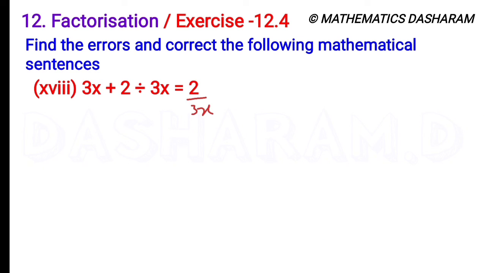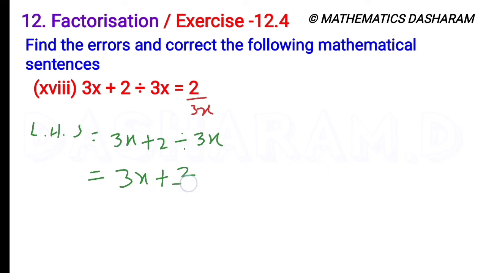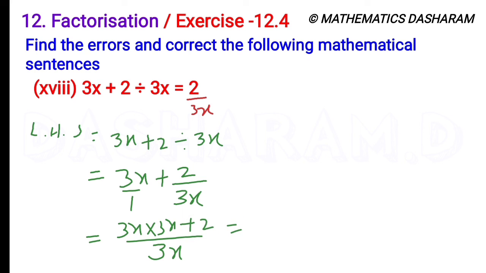18th question: 3x plus 2 divided by 3x. So it is equal to 3x plus 2, the division symbol only for 2, not for 3x. Here 3x by 1, so then the LCM is 3x. So 3x into 3x plus 2. 3x into 3x is 9x square plus 2 divided by 3x. So that is why it is not equal to 2 by 3x.